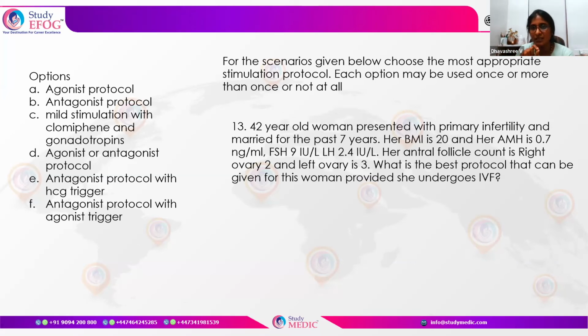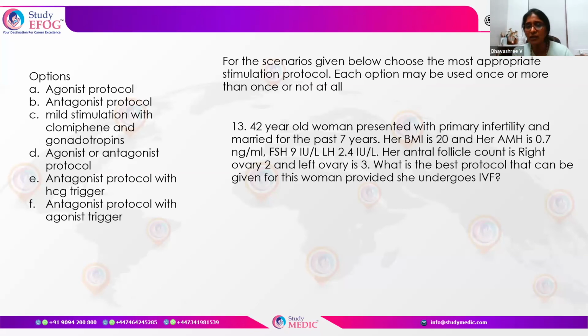Okay. So the question here is, a 42-year-old woman presented with primary infertility and married for the past 7 years. Her BMI is 20 and her AMH is 0.7. So what does this mean? Age is more, but here AMH is 0.7, which means it is low. AMH is low, so she might be a low responder. FSH and LH are not used to look at whether she is a high responder or a low responder or normal responder. But here FSH and LH seem to be normal.